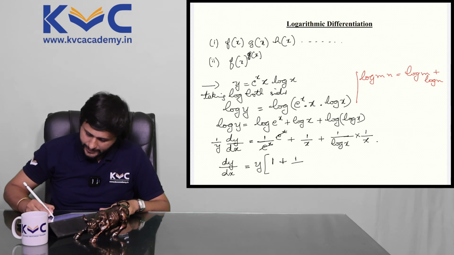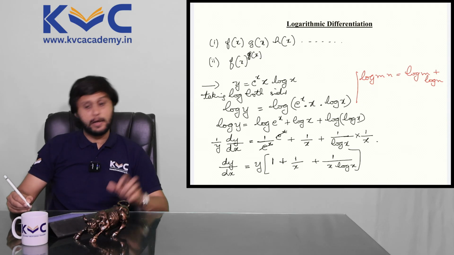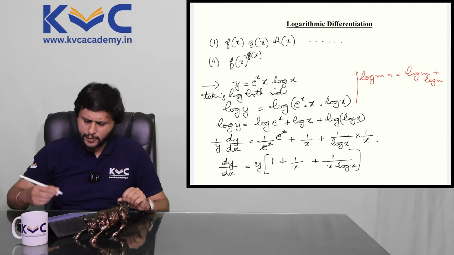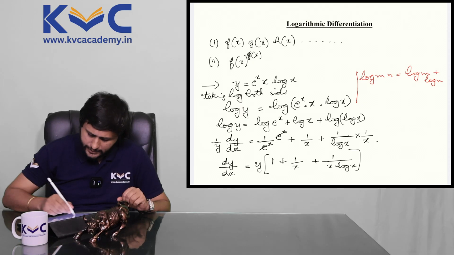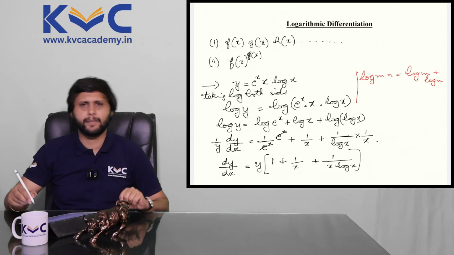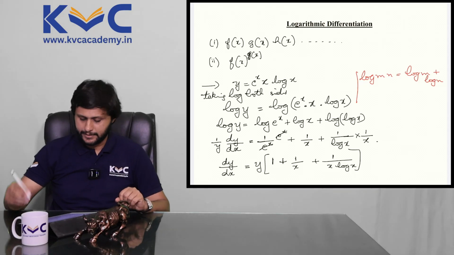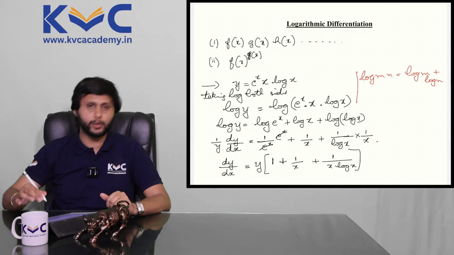Plus 1 by x, and then we get plus 1 by x log x. Fine. Further, we can simplify this. In place of y, we can write the given question, that is this value. We can do this. Okay. Fine. Then depending on the options and in the question, we will solve this. This is one way. This is one category of questions where we will have to use logarithm.